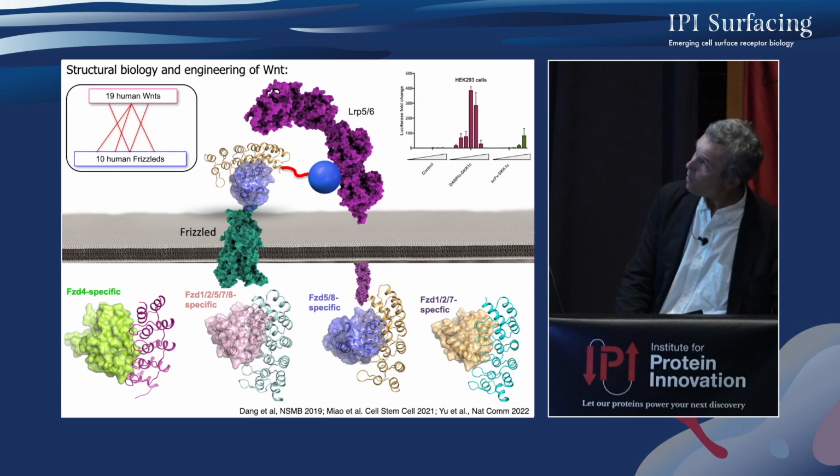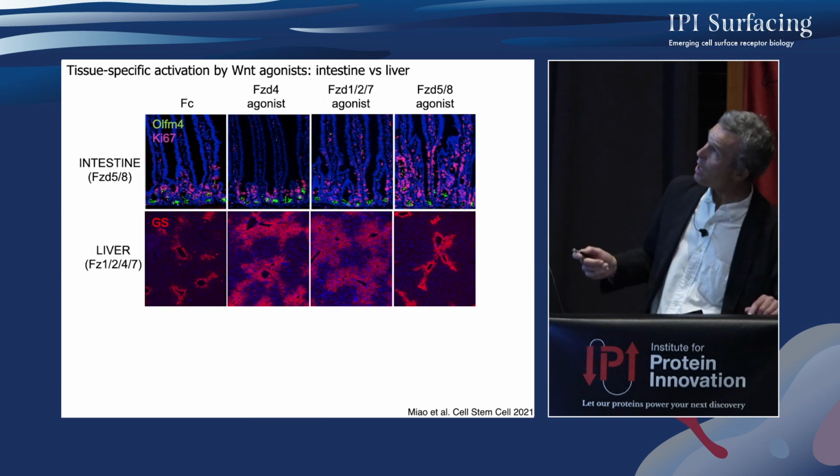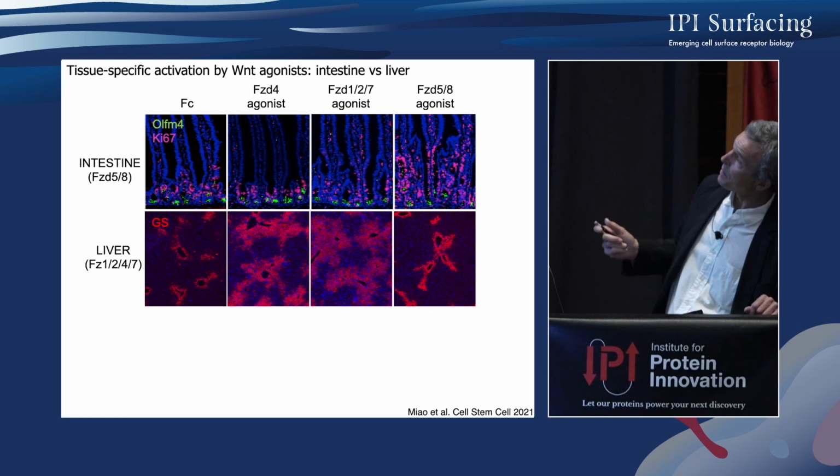And so these now turned out to have some interesting properties. For example, in the GI tract, which mainly expresses frizzled 5 and 8, our frizzled 4 was inactive, the 1, 2, 7 was inactive, the frizzled 5 and 8 was active. Liver is mainly 1, 2, 4, and 7, and you can see our frizzled 4 and 1, 2, 7 binders are active here, whereas the 5 and 8 isn't.